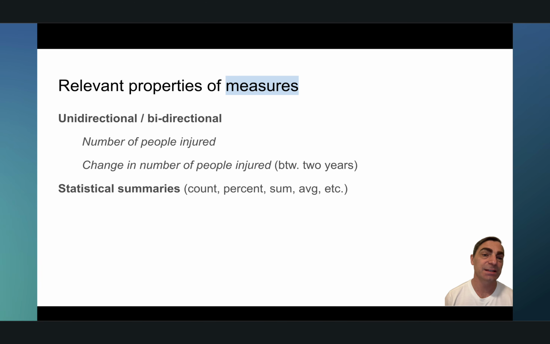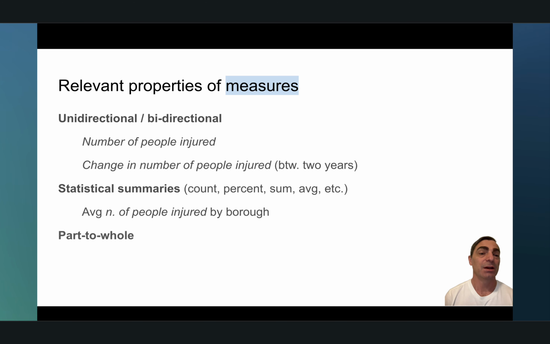The next one is statistical summaries. Often, the numbers that we extract out of a data set, typically through different levels of aggregations, represent some statistical properties, some statistical measures. So for instance, count, percent, sum, average, and so on. Here, for instance, we can compute the average number of people injured by borough, or any other statistic that we have seen in some of the examples that we covered so far.